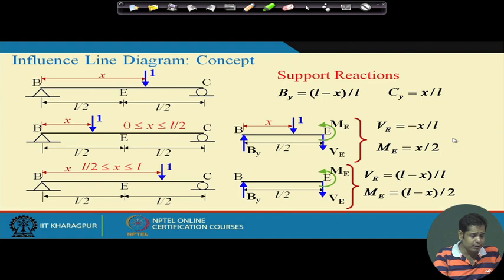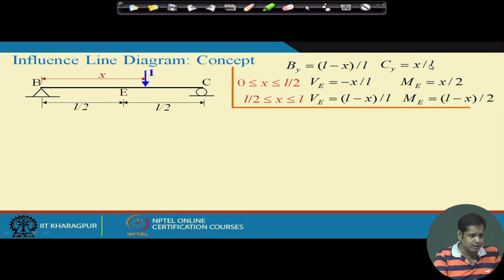Now, what we have so far are these support reactions and these internal forces, shear force and moments. Please check this limit. This equation is valid between this part and this equation is valid between this part. You put a star mark here, because for shear force we will see this equality is not applicable, since shear is not continuous. We will come to that point.